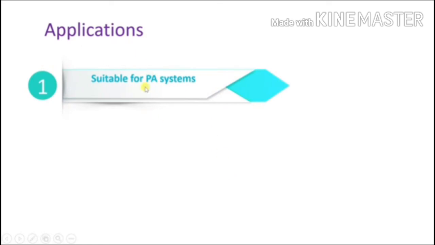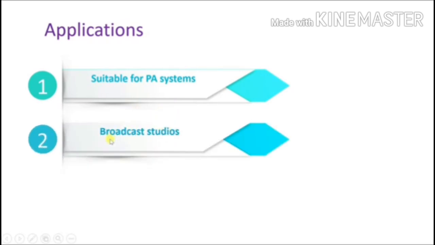Now see applications. We can use this moving coil microphone for public address systems, the PA system. This is a very famous application of the moving coil microphone. And we can use it for broadcast studios. So these are the basic applications of the moving coil microphone.